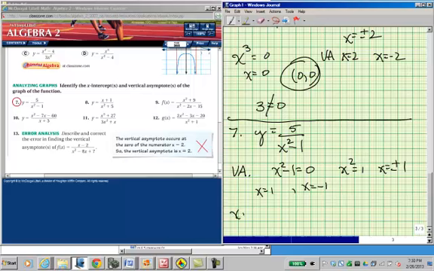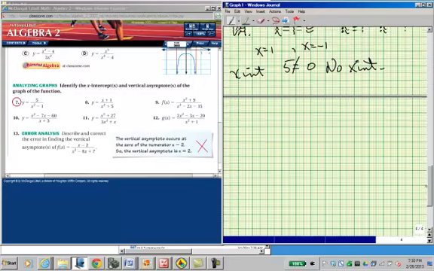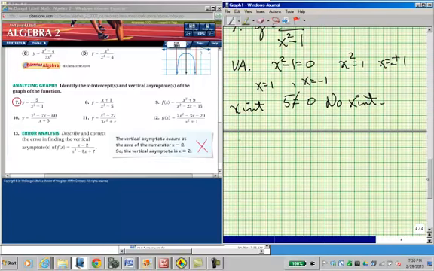Now, what about x-intercepts? The numerator is 5. 5 equals 0? Doesn't equal 0. It will never equal 0. 5 equals 5. No x-intercepts. In order to have an x-intercept, you need to have x in the numerator. No x in the numerator, you can't have an x-intercept. All right, so that was 7.